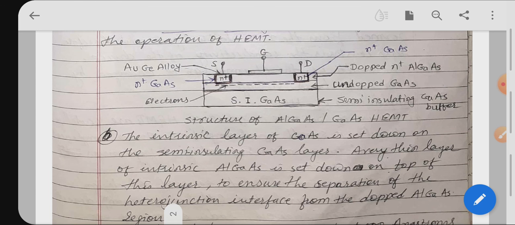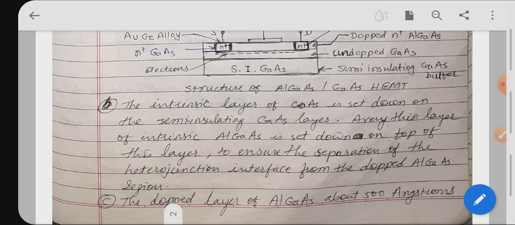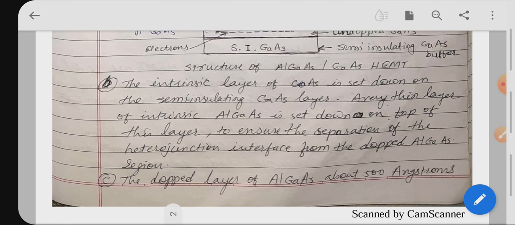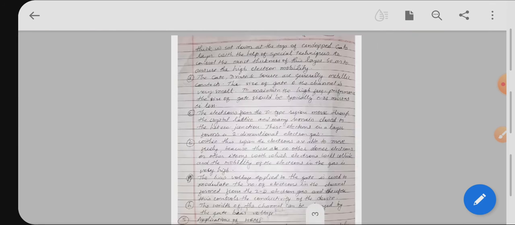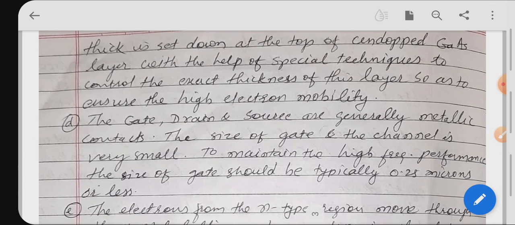This layer is used to ensure the separation of the heterojunction interface from the doped aluminum gallium arsenide region. The doped layer of aluminum gallium arsenide, about 500 angstroms in thickness, is set down at the top of the undoped gallium arsenide layer with the help of special techniques to control the exact thickness of this layer, so as to ensure the high electron mobility.